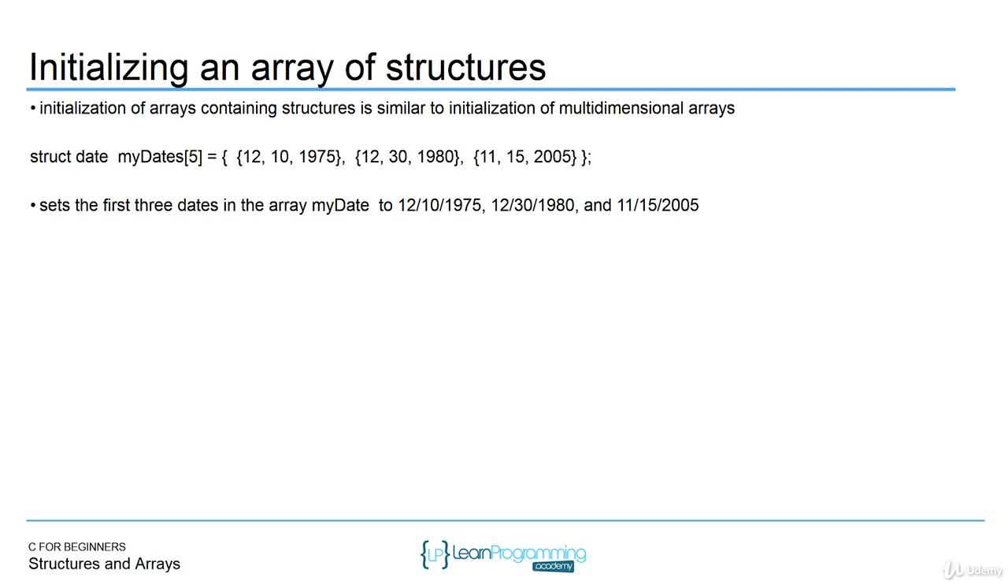And because we didn't supply the other 2 elements in the myDates array, those are not going to be initialized to anything. So this will set the first three dates in the array myDates to 12/10/1975, 12/30/1980, and 11/15/2005. The inner pairs of braces are optional, just like in a multidimensional array, they're optional as well. But again, it makes it easier to read, easier to follow with those inner braces. I would follow that convention.